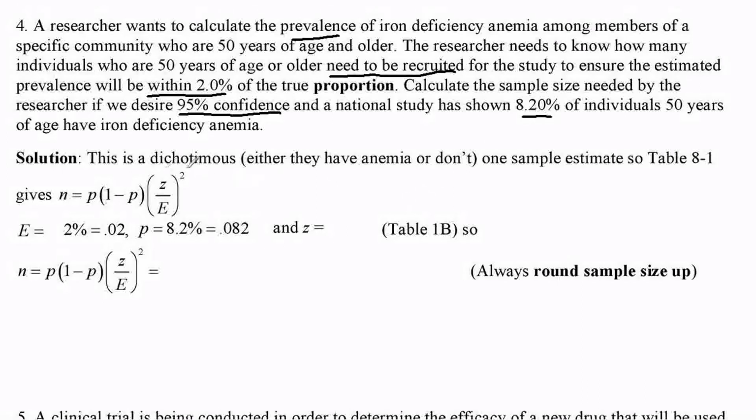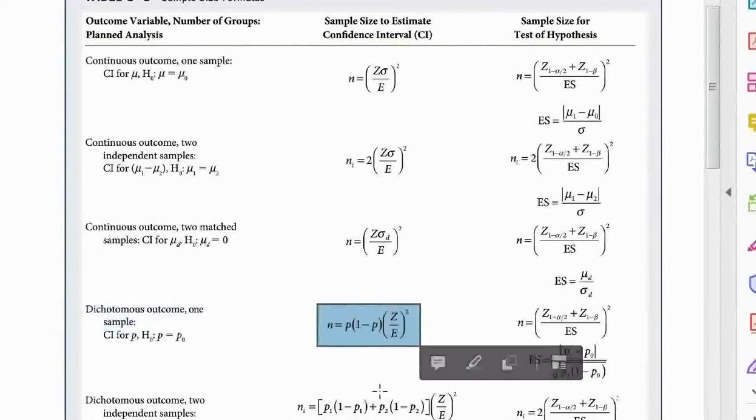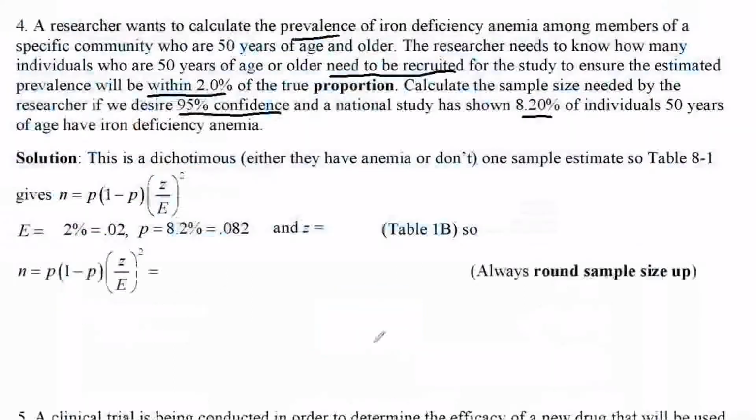Okay, well, first of all, this is a dichotomous variable. Either you have anemia or you don't. And then this is one sample. Okay, so if we go to table 8.1, we are looking at a dichotomous outcome, one sample. So that's n = p(1 minus p)(z over E) squared. So that's where I got this formula. So our margin of error, it's within 2%. So our E is 2% or 0.02. And then our p here, that's the accepted value, which is the 8.2%. We want to write that as a decimal, 0.082.